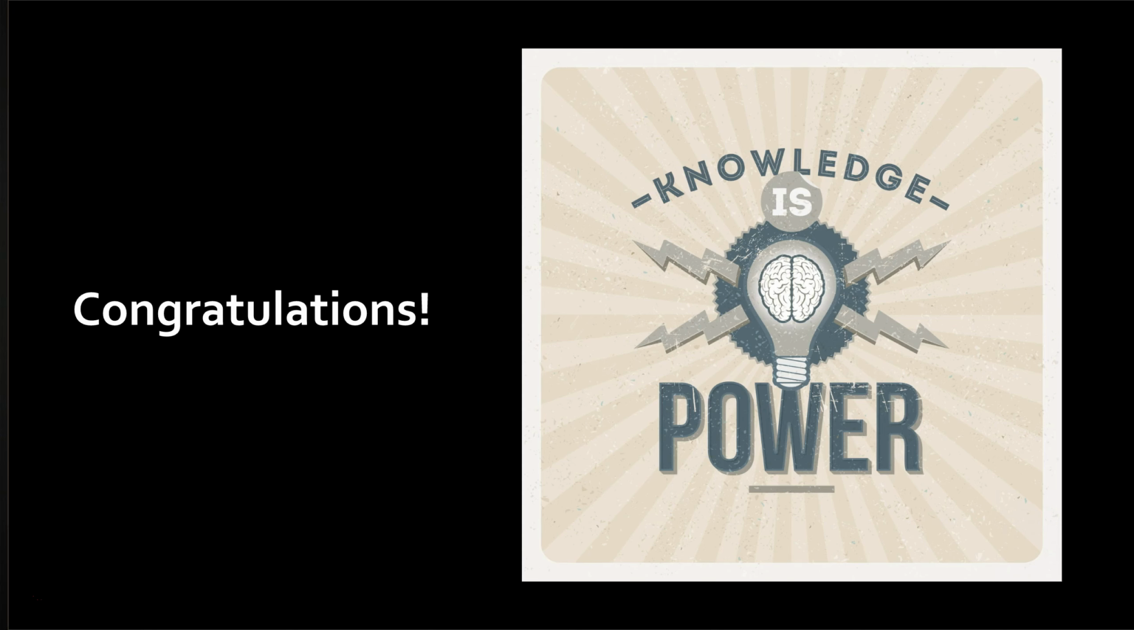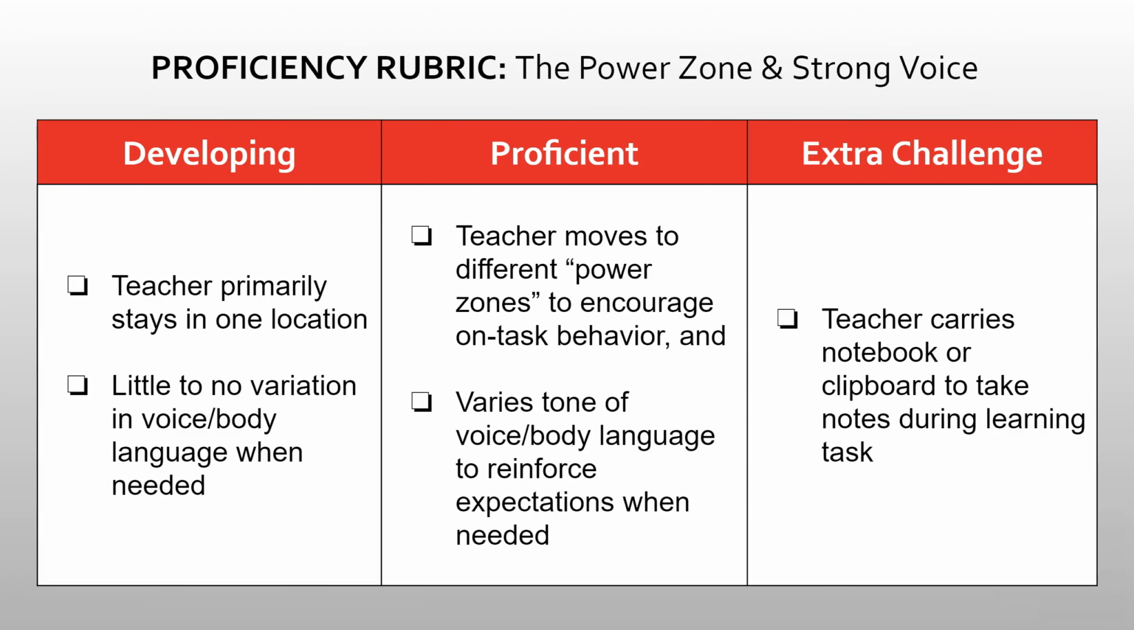Congratulations, you've completed your learning for this module. The next few slides will reiterate how you'll show your learning in your mini lesson. Let's take a look at the proficiency rubric one more time. Avoid staying mostly in one location by moving to different power zones throughout the mini lesson. Encourage on-task behavior by varying the tone of your voice and body language when needed. For that extra challenge, carry around a notebook or a clipboard during the small group talk to take notes during the learning task.